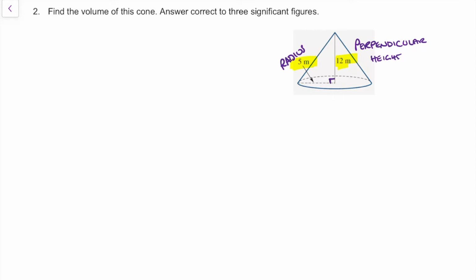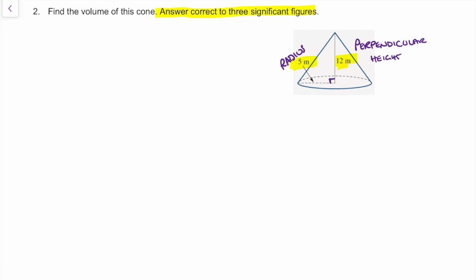Now there's something slightly different about this particular question. This one's asking us to answer correct to 3 significant figures. So we'll get to that little bit at the end, talking about significant figures, because these are different to normal rounding in terms of decimals and things like that.